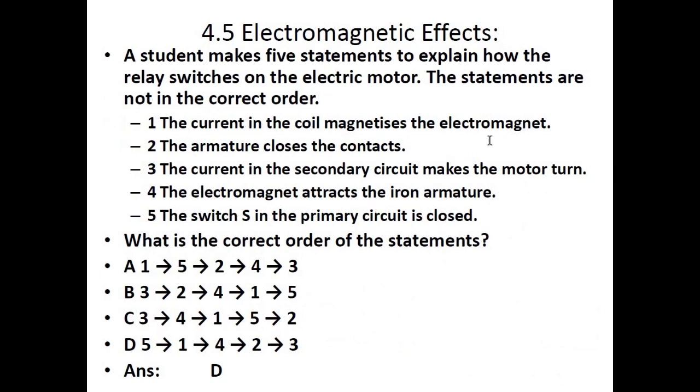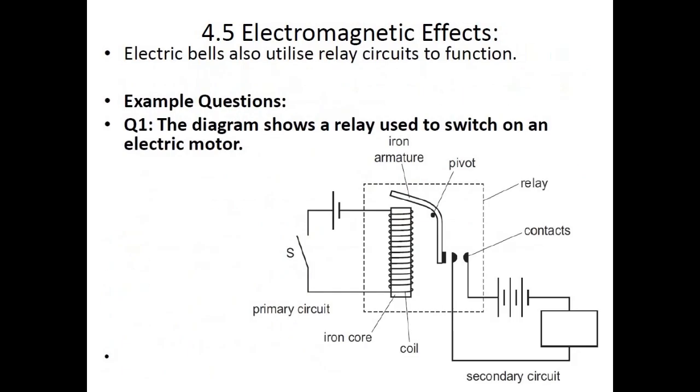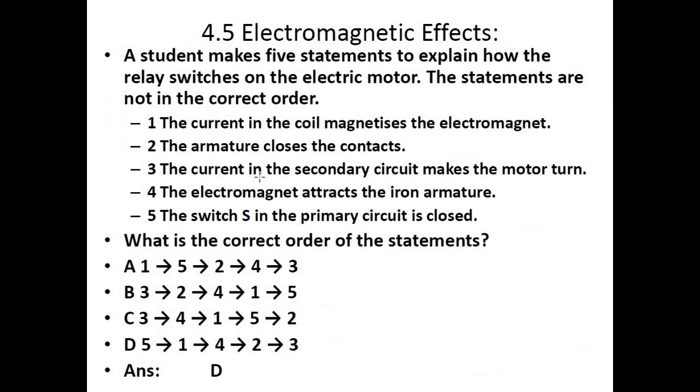Then the current in the coil magnetizes the electromagnet. Next, the electromagnet attracts the iron armature, and then the armature closes the contact, which allows the current in this secondary circuit to flow through and turn on this motor. So D should be our right answer.